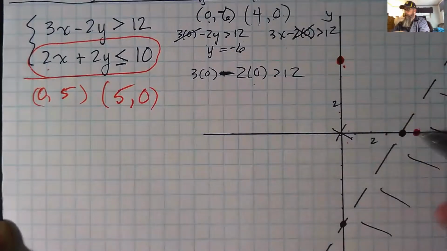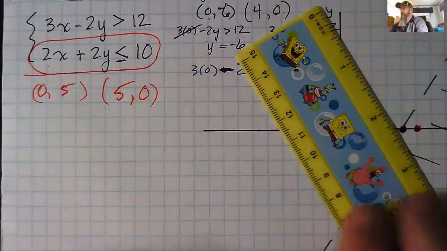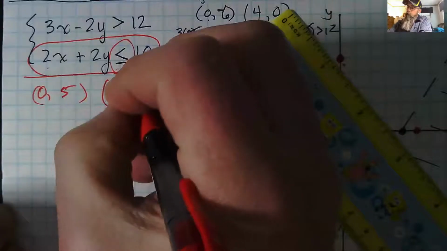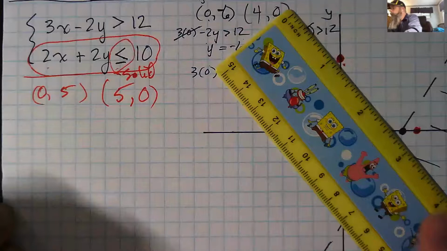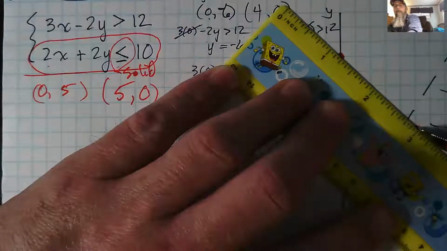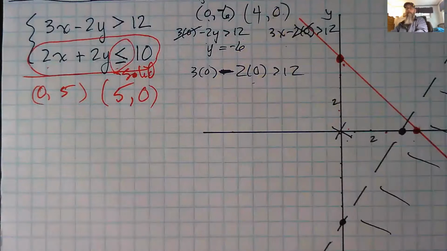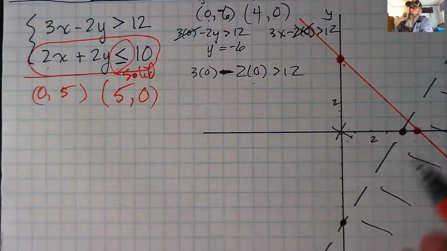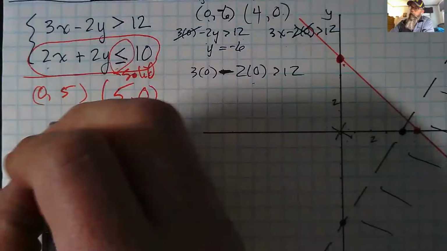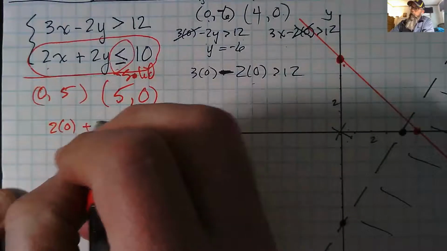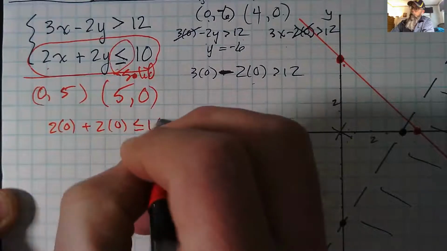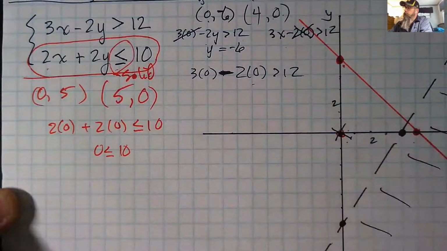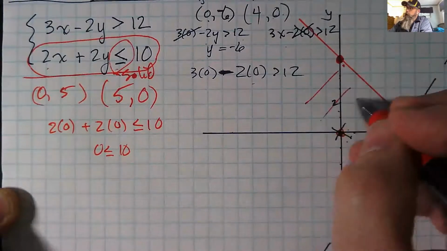Here's my 5, 0. I am again going to use my handy dandy SpongeBob ruler. This one does say "or equal to," so I'm going to make this one solid. Okay. So I'm going to go to those 2 points, draw a solid line. There it is. I'm going to pick a point to put in. Again, I'm going to use 0, 0. I know it's so boring, right? So 2 times 0 plus 2 times 0 less than or equal to 10. Well, that's 0 is less than or equal to 10. That actually worked. Yay. So I'm going to shade on this side of that one.